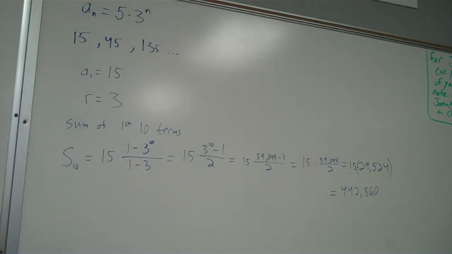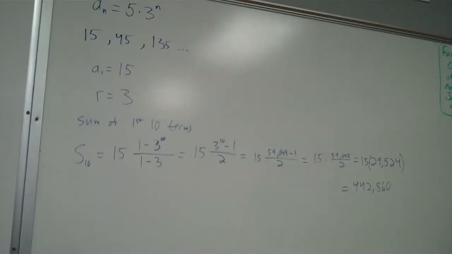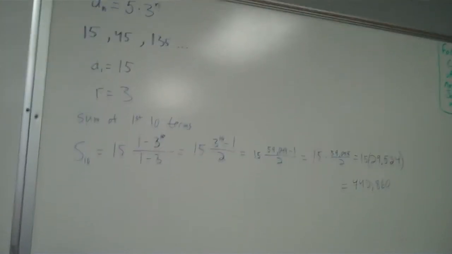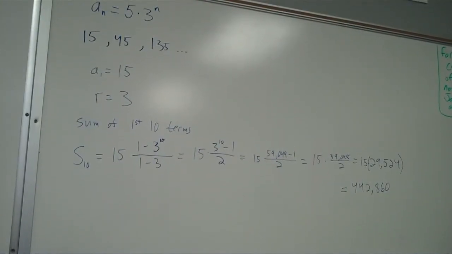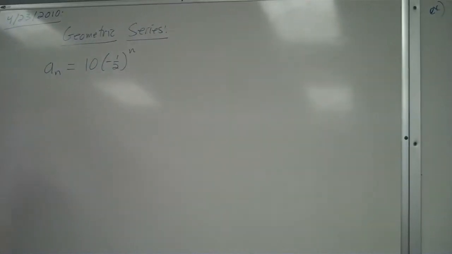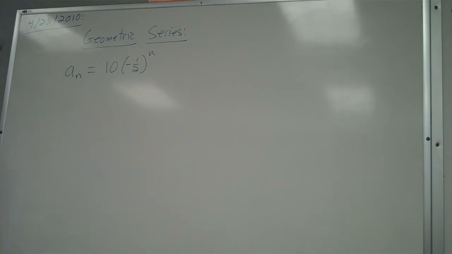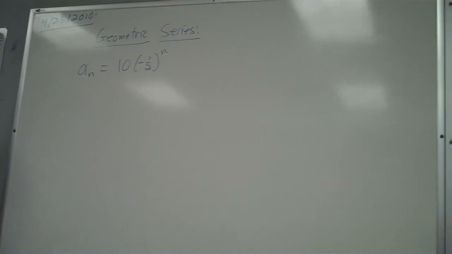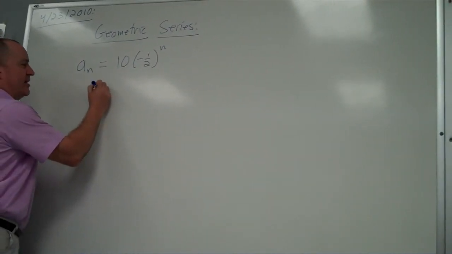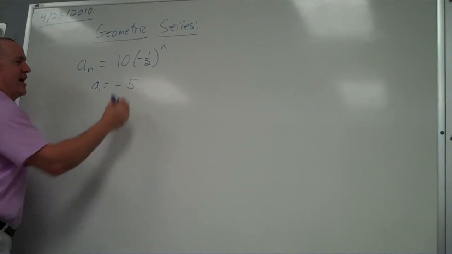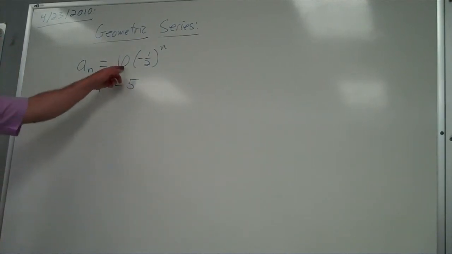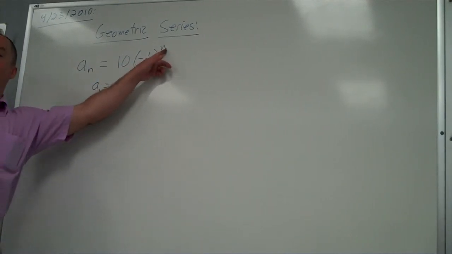For example, I think I can combine this into one example. If I say a sub n equals 10 times negative 1/2 to the nth, this series gets really annoying quickly, because a sub 1 is going to be negative 5. Why? 10 times negative 1/2, because negative 1/2 to the 1 is itself.